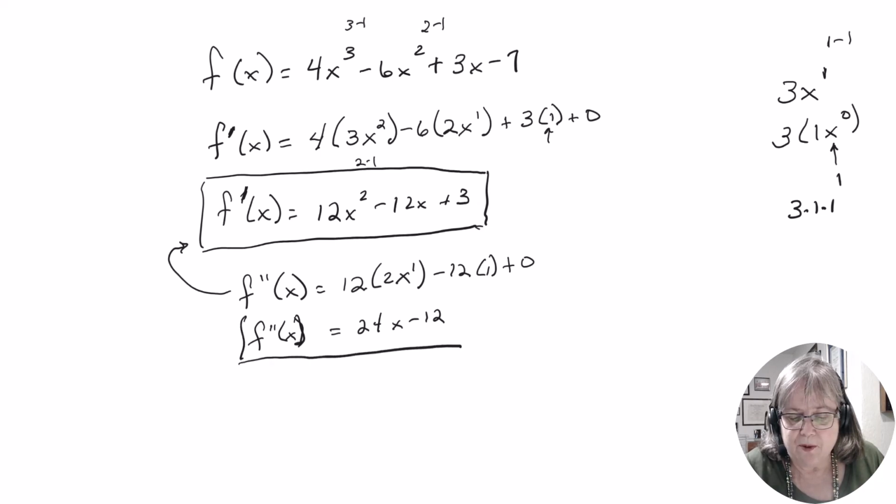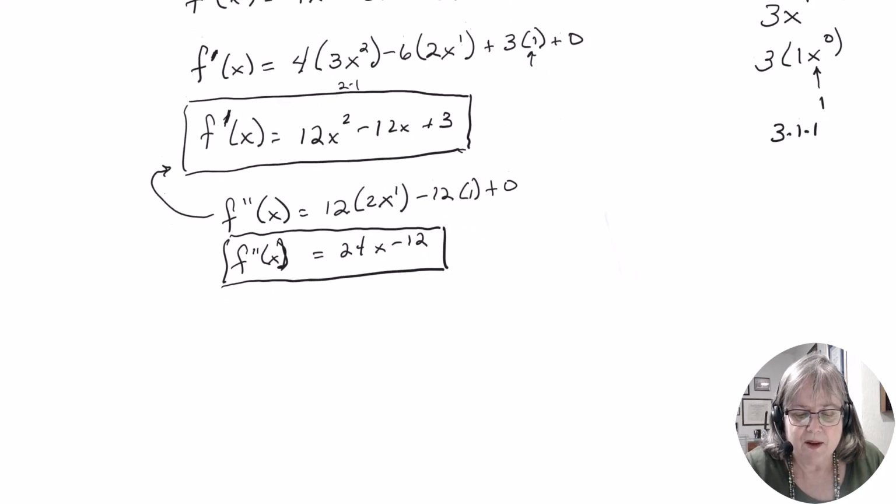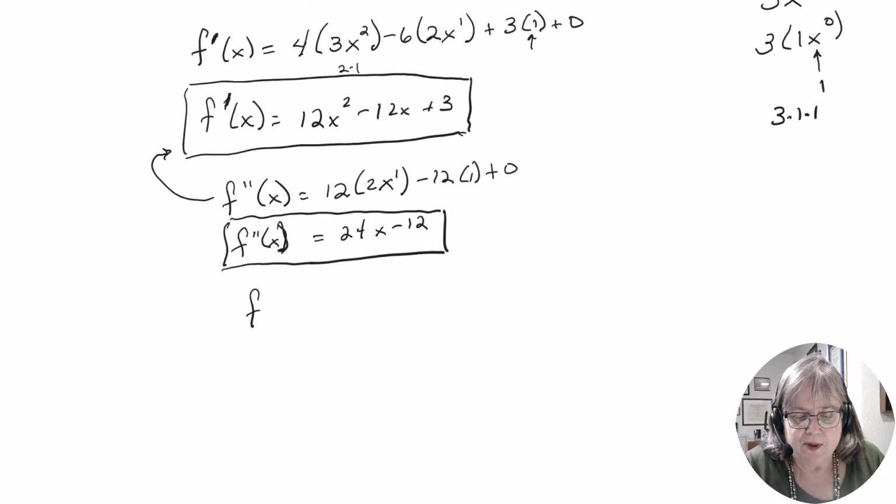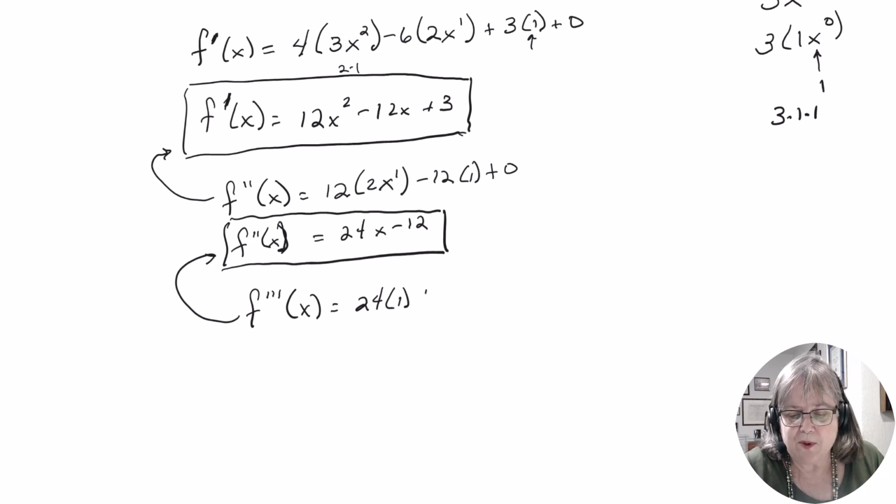You could do this for a while. Let's do it again. So the third derivative, which is the derivative of the second derivative, you have your 24. The derivative of x is 1. The derivative of minus 12 is 0. So the third derivative is 24.